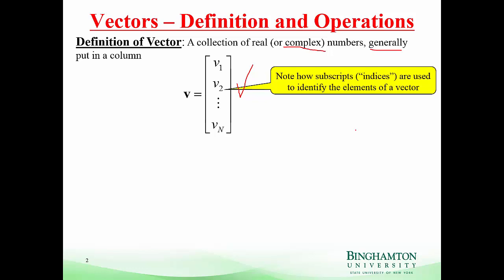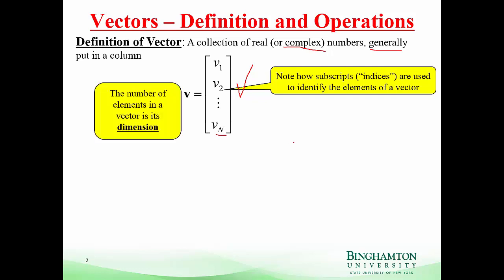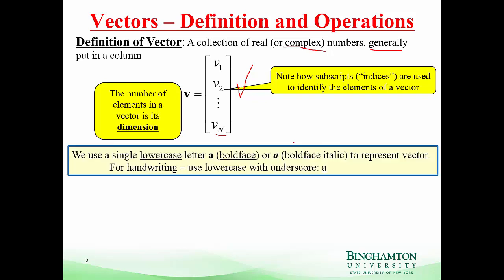And here I'm pointing out that we use subscripts to identify the particular element. So we might talk about the v2 element, or the vn element, so we can use a subscript to indicate arbitrary size. And as I already said, the number of elements in the vector is said to be the dimension of that vector.